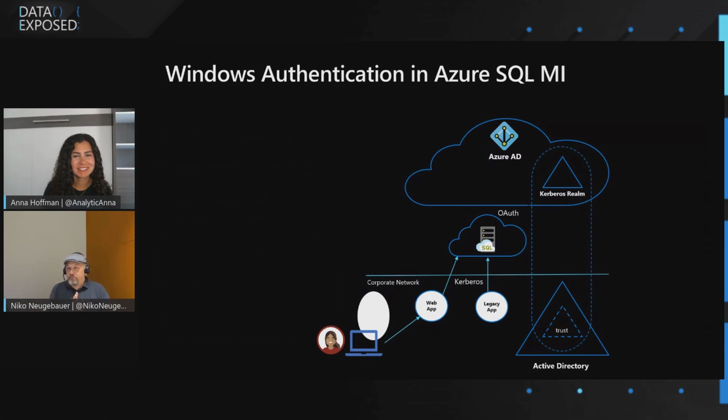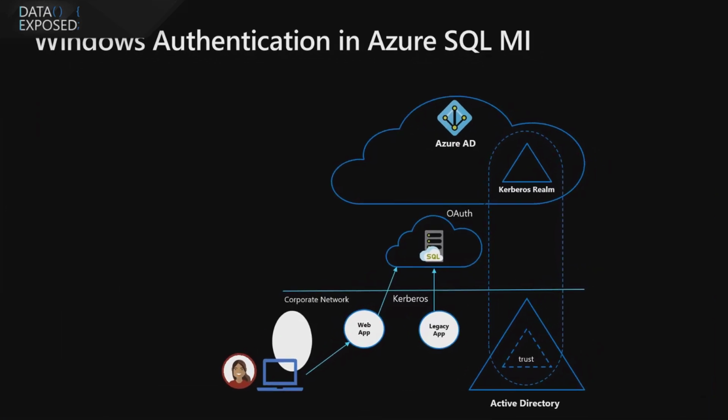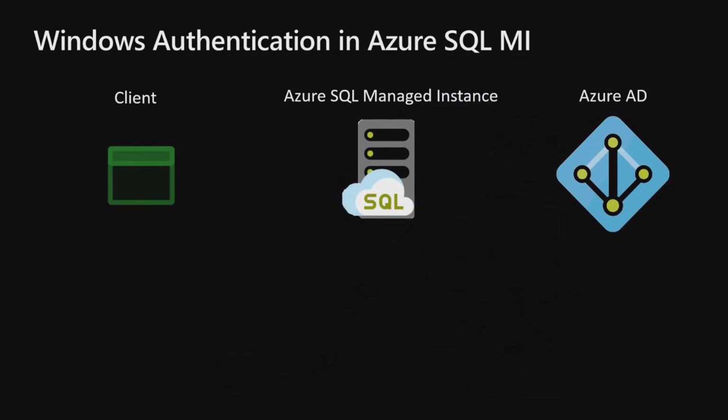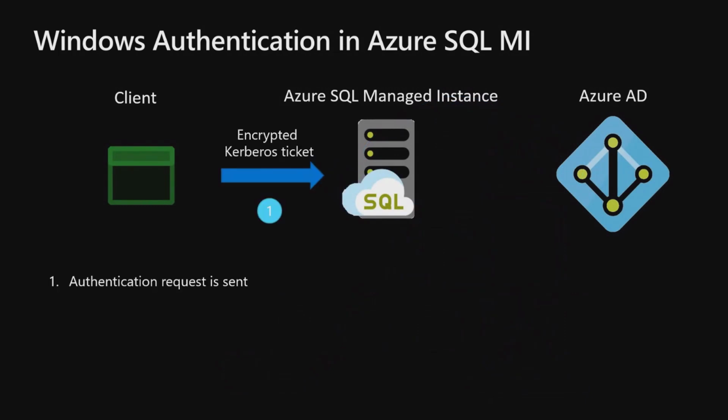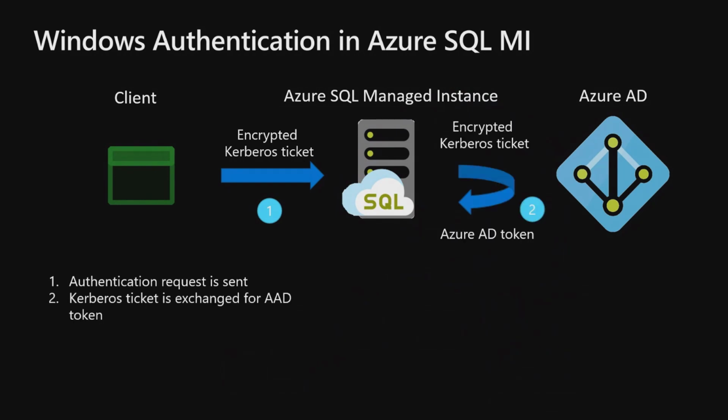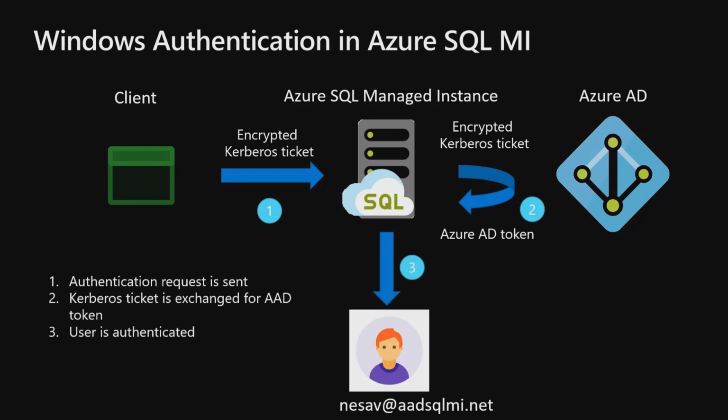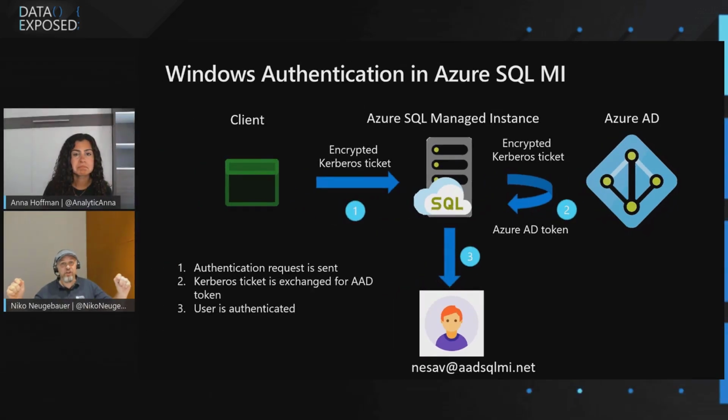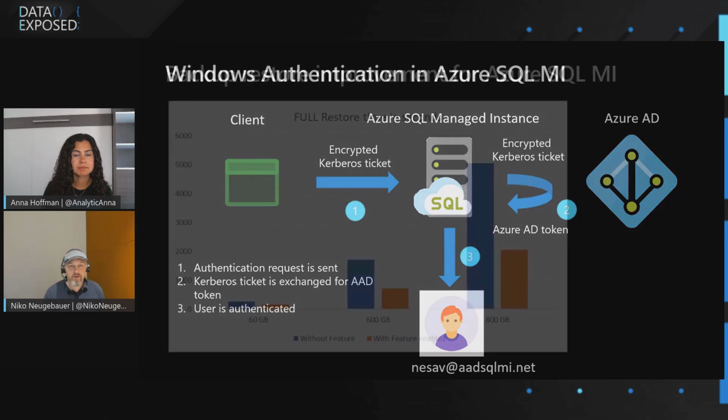Next one, Windows authentication. As I told, we're supporting double hop, old legacy apps, amazing thing. You just sync your Active Directory into the Kerberos realm of Azure AD, and once your client application sends the encrypted Kerberos tickets, Azure SQL Managed Instance recognizes the format, goes into the Kerberos realm, and exchanges the Kerberos tickets for an Azure AD token, and thus authenticates the user. It's not only supported for a single hop scenario, you can use a double hop, even if you're using linked servers between different managed instances.